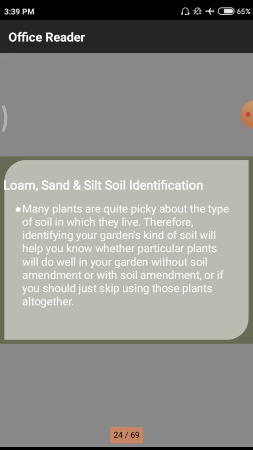Next we have soil abundance. You should not skip using these plants altogether. Many of the plants are quite strict about the soils.